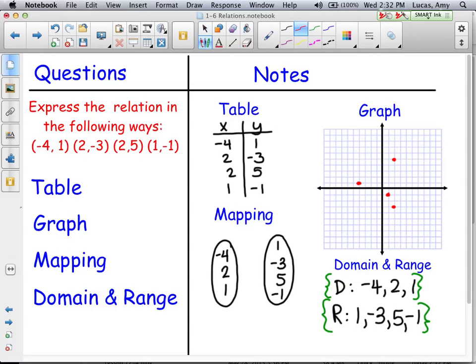Now connecting my mapping, please don't forget to draw your arrows. -4 to 1, 2 to -3, 2 also maps to 5, and 1 to -1. The number of arrows in your mapping has to match the number of ordered pairs that you started with, or the number of dots that you've got on your graph.